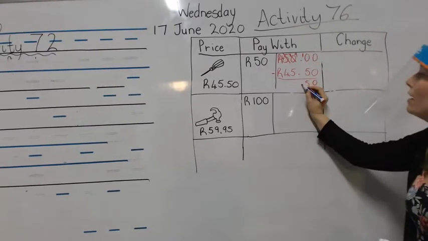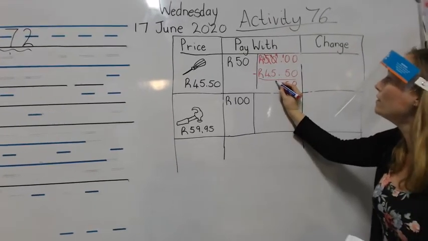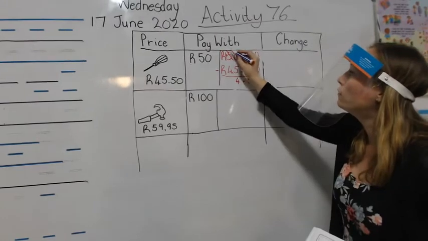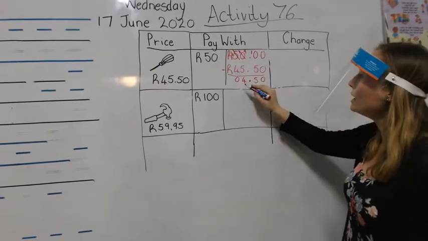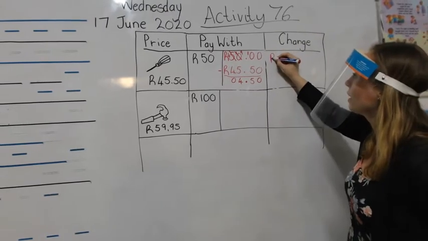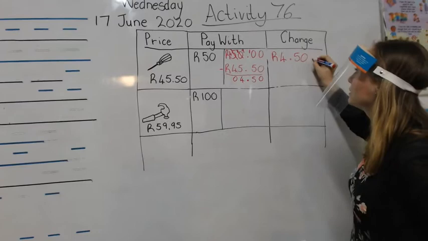9 minus 5, don't forget to separate your rands and cents. 9 minus 5 is 4. 4 minus 4 is nothing. So our change will be 4 Rand and 50 cents.